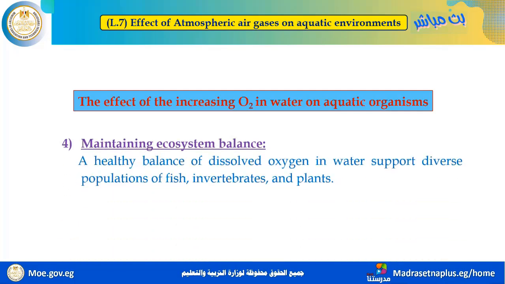Also, maintaining ecosystem balance. A healthy balance of dissolved oxygen in water supports diverse populations of fish, invertebrates, and plants. So don't forget, here we need to concentrate on the effects of increasing oxygen in water on aquatic organisms.